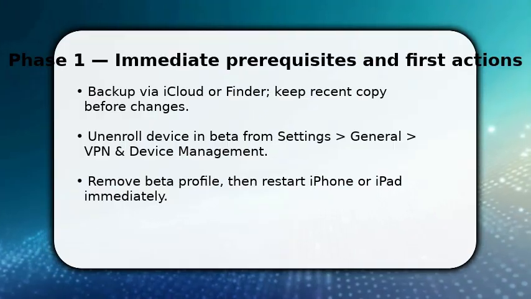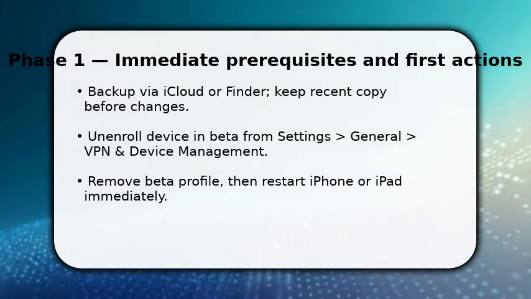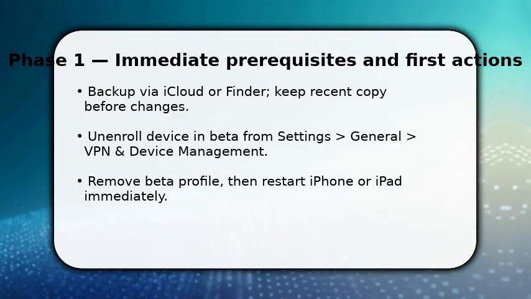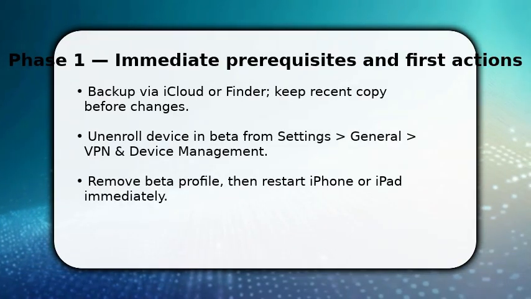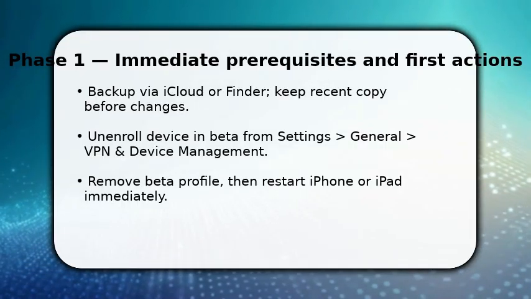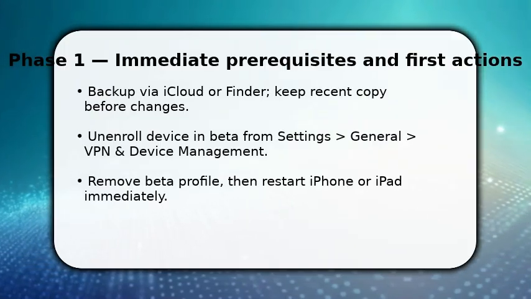You start by confirming a current backup. Use iCloud or Finder so you can restore if needed. Next, open Settings and go straight to General, then Device Management. You remove the iOS beta profile there because that tells Apple to stop sending betas. Once done, restart your device to clear temporary beta flags.